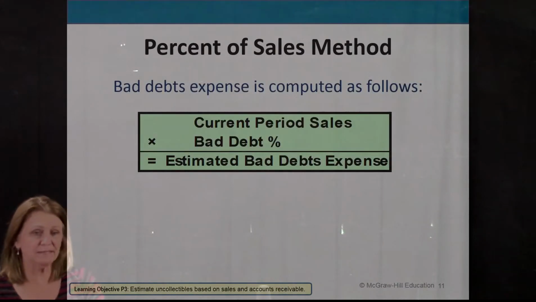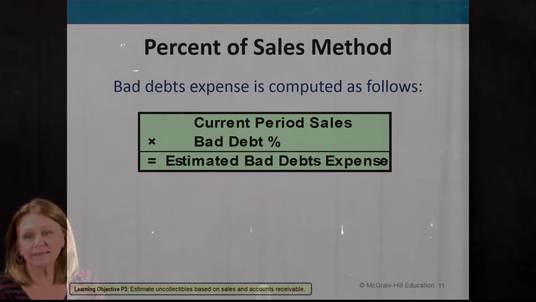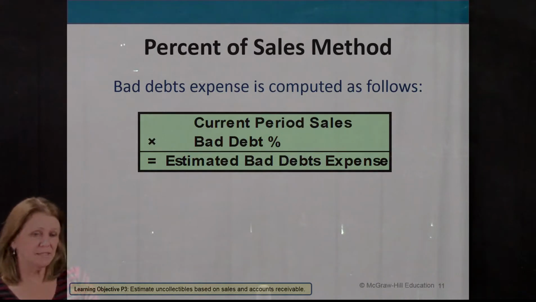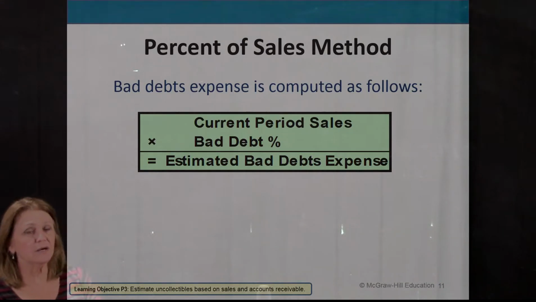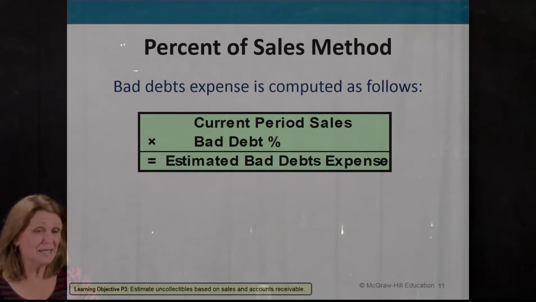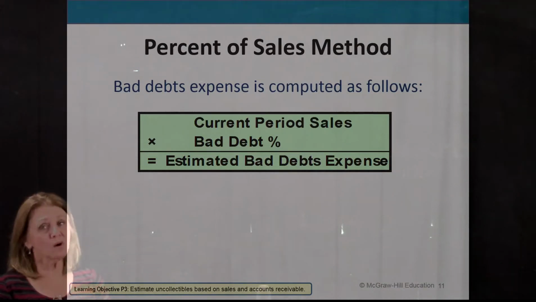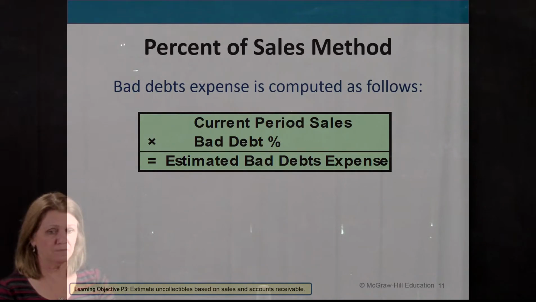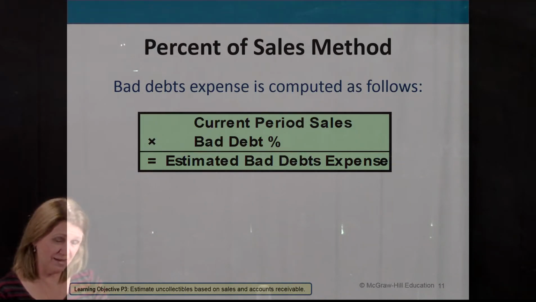So I'm going to show you three methods. Bad debt expense: if we take the current period sales times the bad debt percentage, we get estimated bad debt. Well, that is a very broad way to estimate your bad debt expense, because some of those sales have already been paid, some of them were paid with cash. So although this is more accurate and moves the doubtful accounts into the right period, it isn't necessarily the most accurate way to compute bad debts.